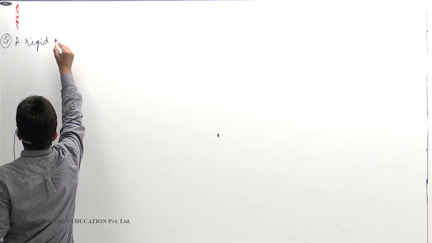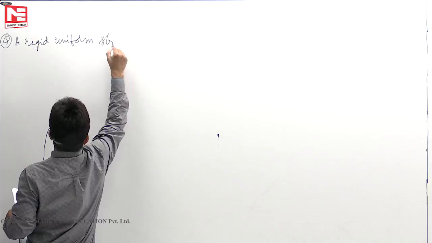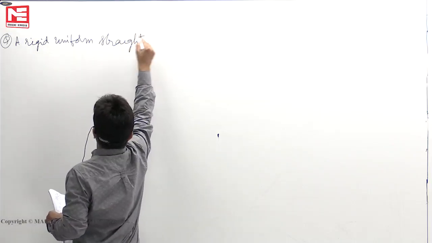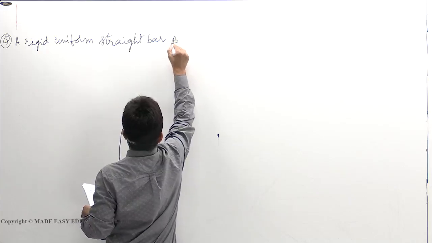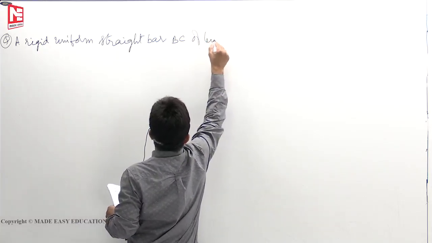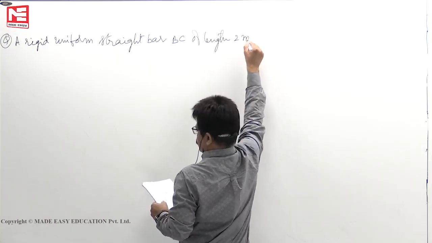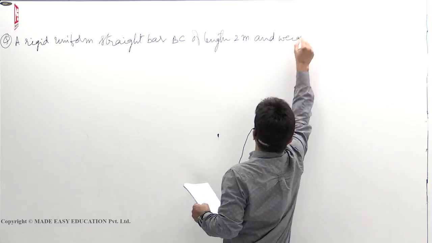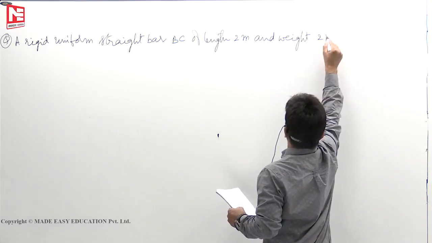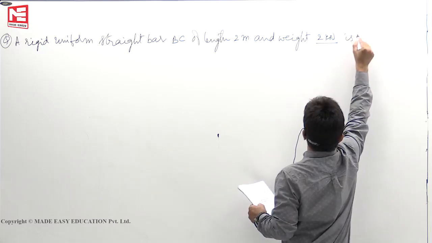A rigid uniform straight bar BC of length 2 meters and weight 2 kilonewton is kept in horizontal position.